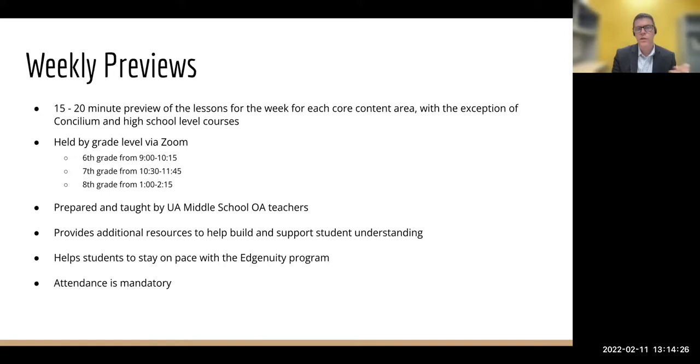Those are sessions that are prepared and taught by our two middle school OA teachers. And then they give additional resources to help build and support student understanding in that work that is coming in that week. This helps students stay on pace, helps them keep up. As I said, it's a pretty independent process, and we're finding that this is really helpful in helping our students really stay on pace within the work that they're doing. Attendance at these sessions is mandatory. So again, if we have live Zoom sessions, we're expecting our students to attend, and we're taking attendance in those settings.